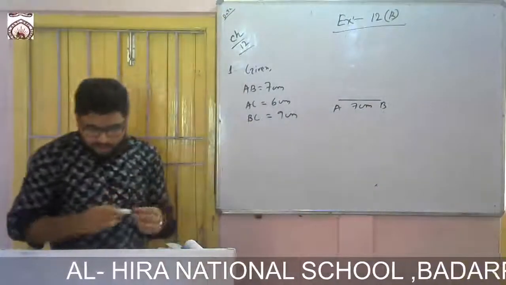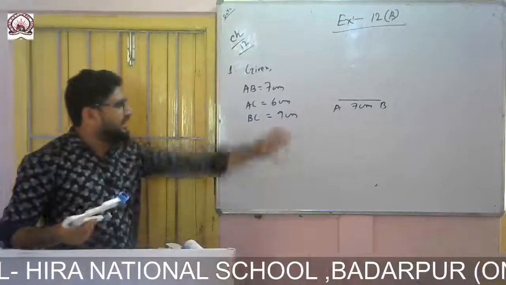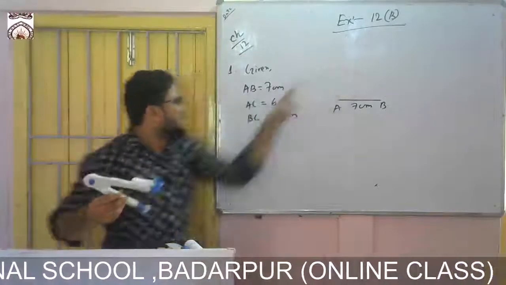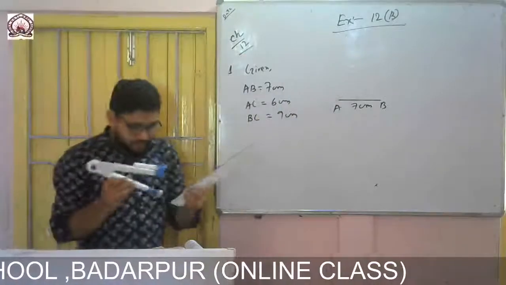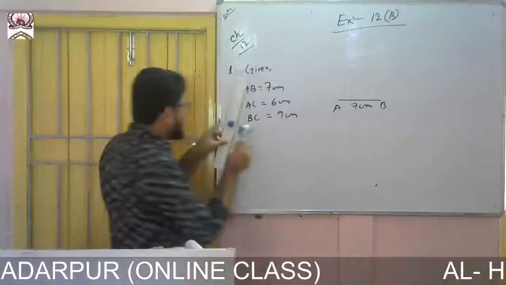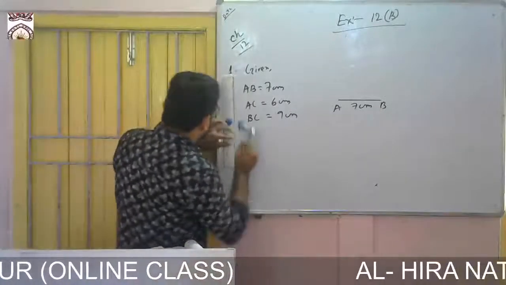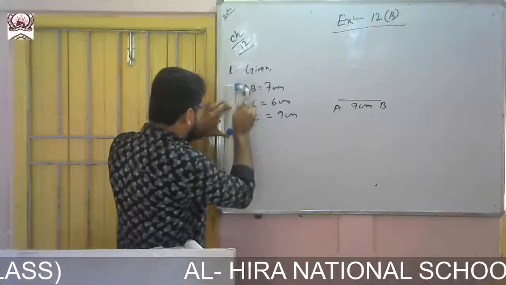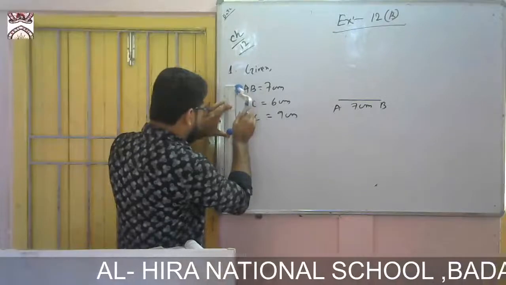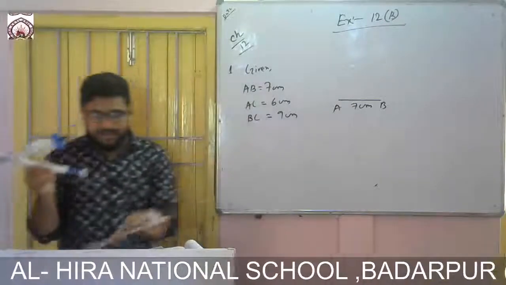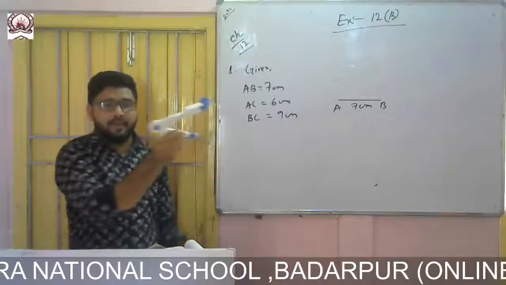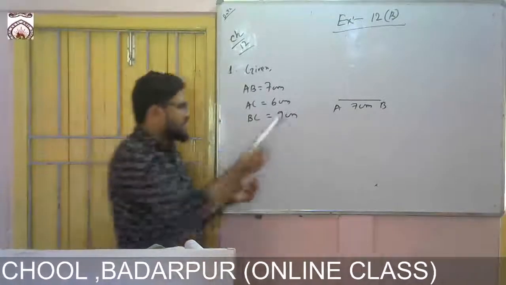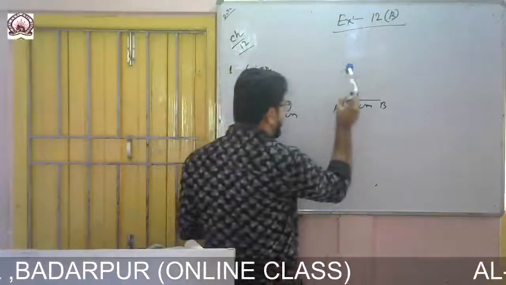Now point your compass needle at A and take 6 centimeter for AC from your ruler. Okay, like this. Somehow this is 6 centimeter. Actually, this will not come exactly accurate. You do it at your home and you will find the exact one. I am just showing the steps.